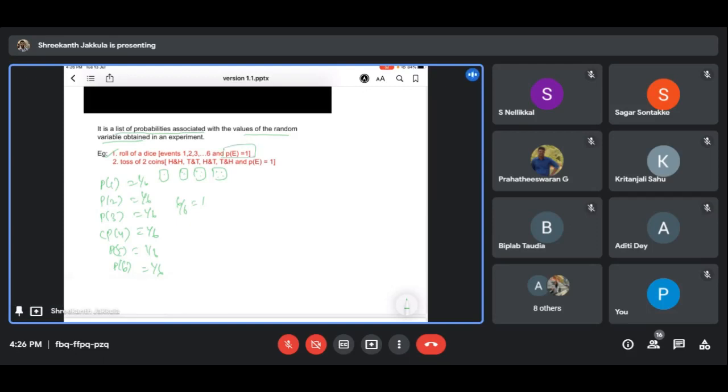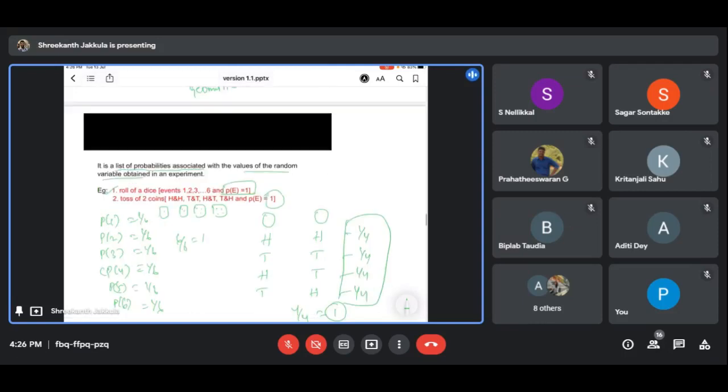Similarly, if we are tossing two coins and we see the outcomes, sometimes it will be head on both coins, sometimes tail on both coins, sometimes head here and tail there, sometimes tail here and head there. So there are four. If we add everything, it comes to 1. That is what was written as examples.